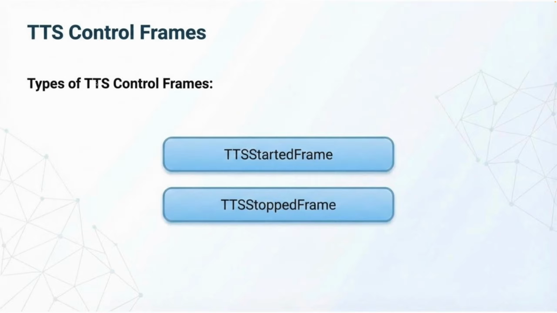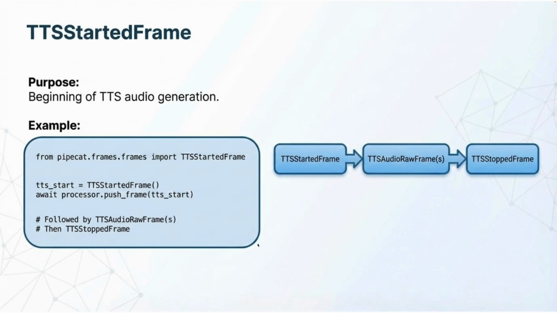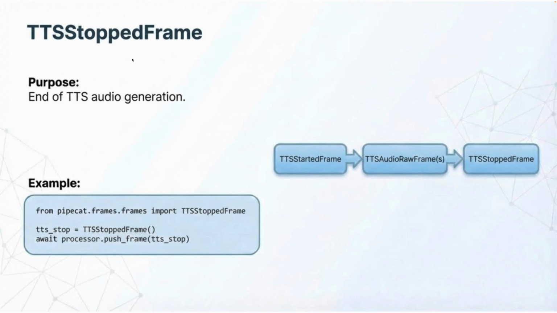So the TTS control frames are TTS started and TTS stopped. They let us know when audio generation is beginning and when it is stopping. So, the beginning of TTS audio generation, start and then stop, and in between we have this audio raw frame. Similarly, importing and then pushing it, followed by TTS audio, and then end. And similarly, stopped: importing it, it marks the end of the TTS audio generation, creating and pushing the frame, and yeah.